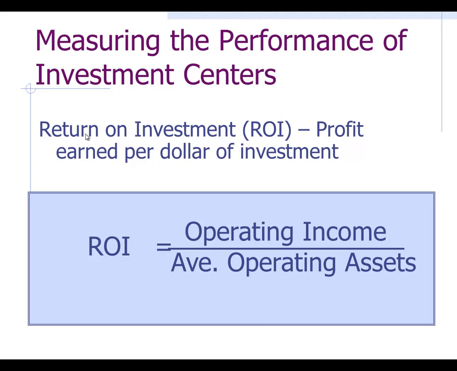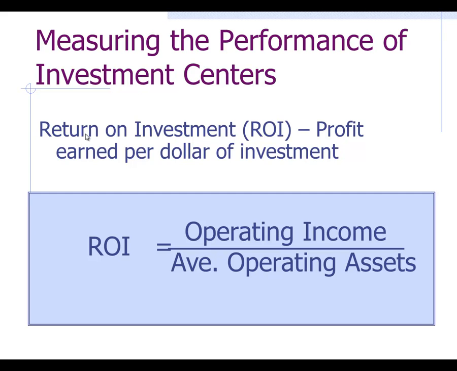Operating income is going to be your earnings before any interest expense and before any income taxes are paid. So operating income is our earnings, our income before any interest and before any taxes. Your operating assets are all the assets acquired to generate operating income. So it is going to include cash, receivables, inventories, land, buildings, and equipment.